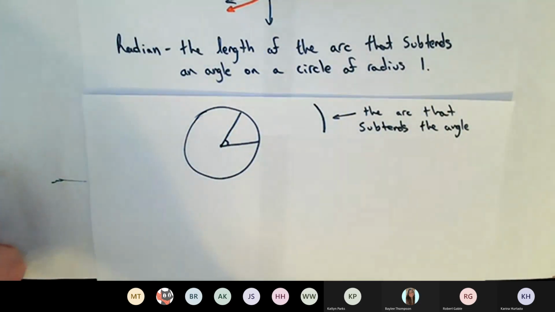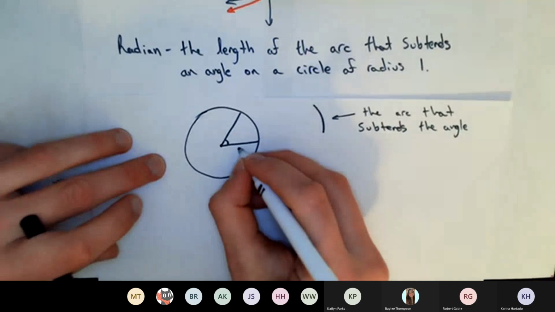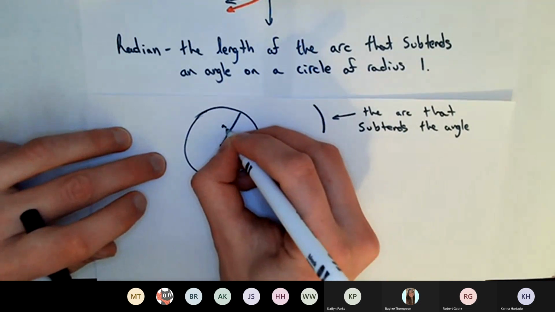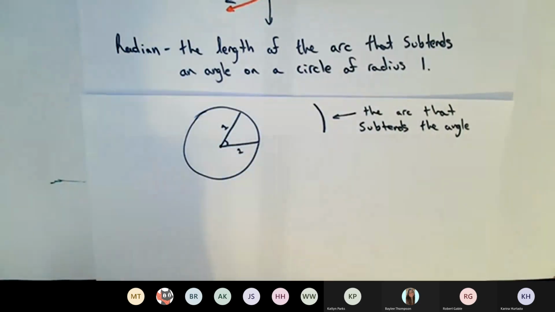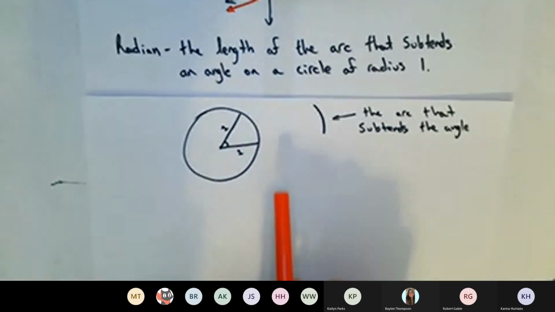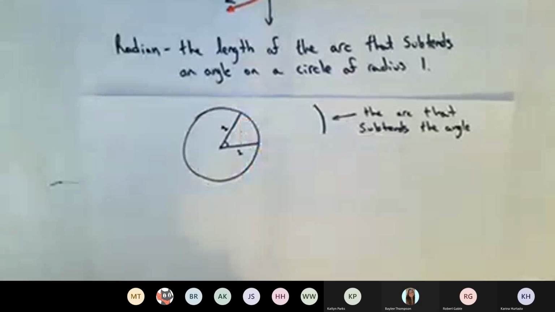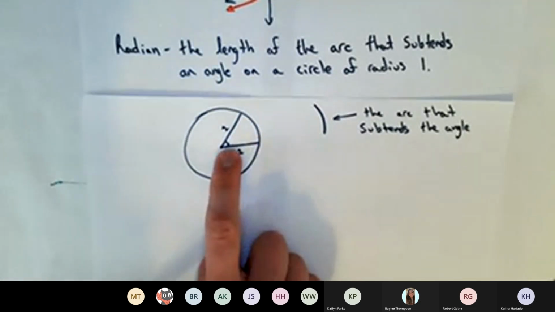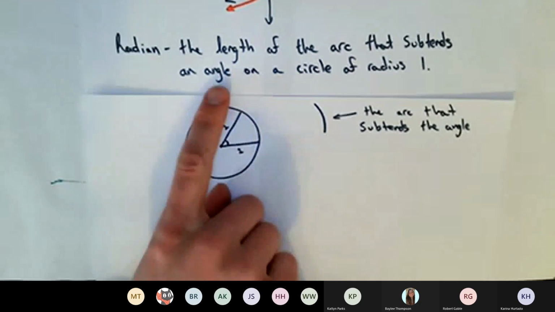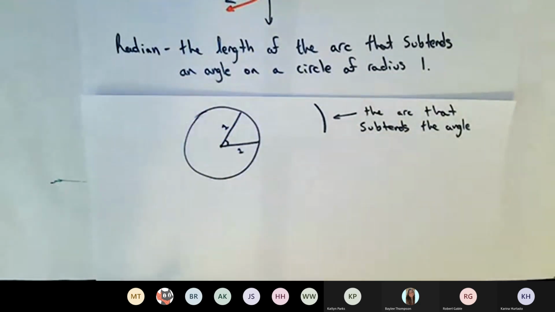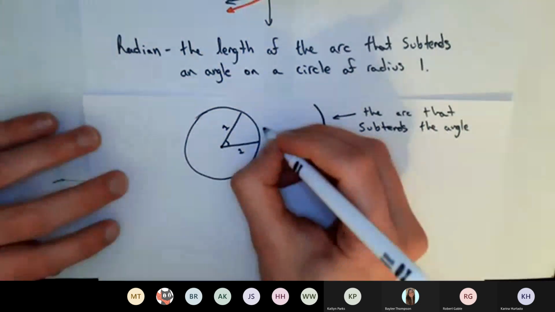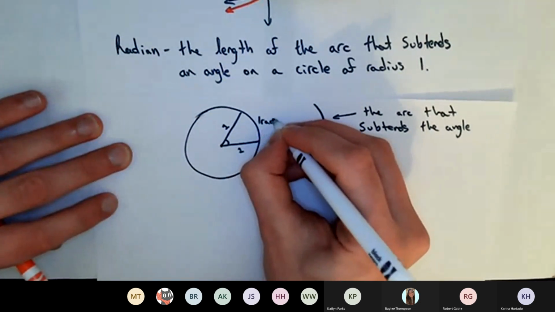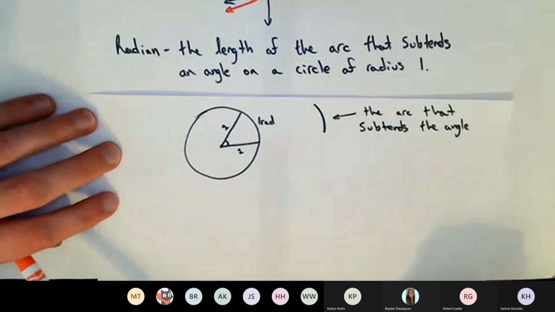Now I said a circle of radius 1. So if this radius is 1, then a radian is the length of this arc here. The length of this arc is equal to the angle that gives you that arc. A little weird, but that's what a radian is. So this would be 1 radian right there.